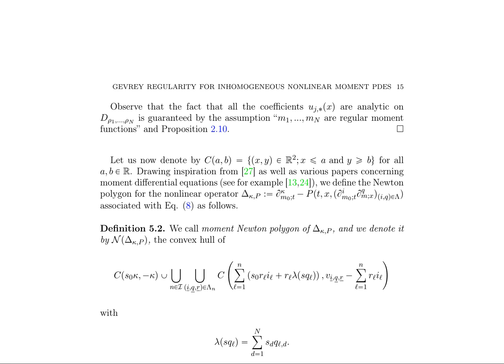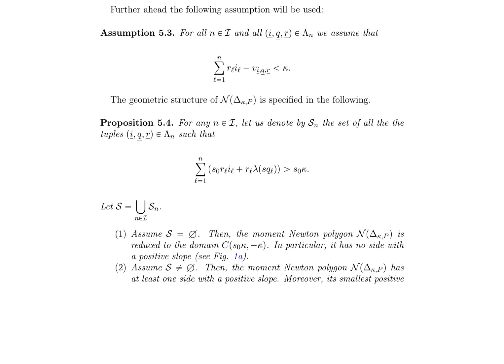The geometric structure of the moment Newton polygon is specified in Proposition 5.4, showing that if S is empty, the moment Newton polygon is reduced to the domain with no side having a positive slope. If S is non-empty, the moment Newton polygon has at least one side with a positive slope, with the smallest positive slope determined by the minimum value of the ratio of the first and second components of the points defining the polygon. The paper also discusses the properties of the moment Newton polygon, including its convexity and the fact that it is a closed subset of the plane.